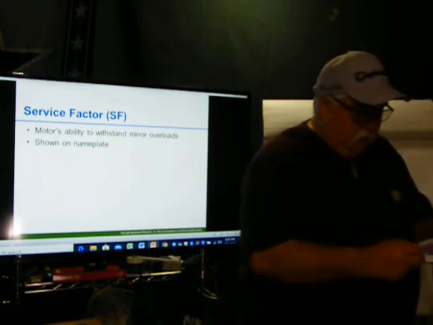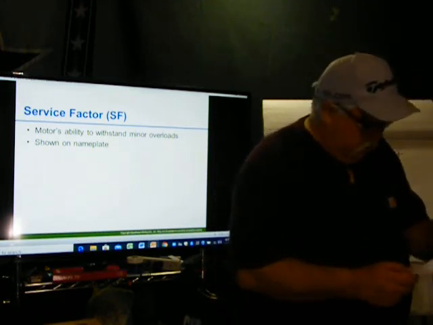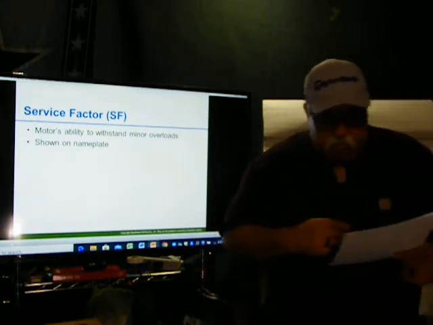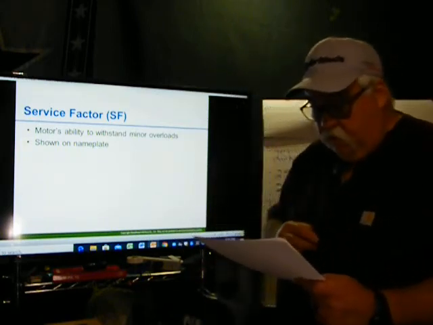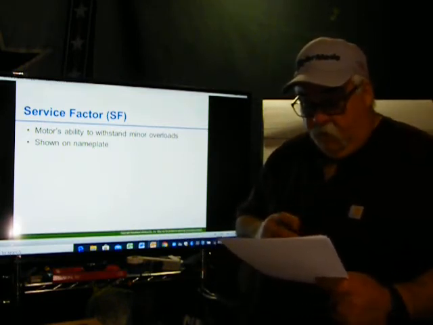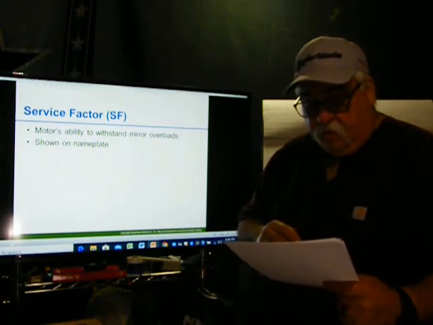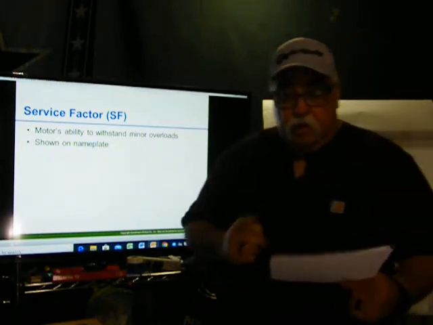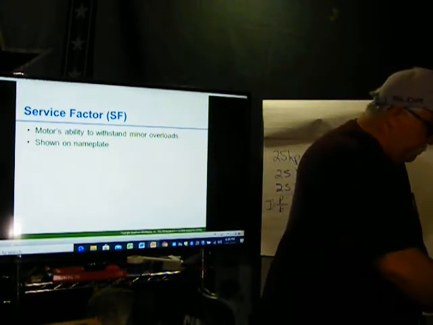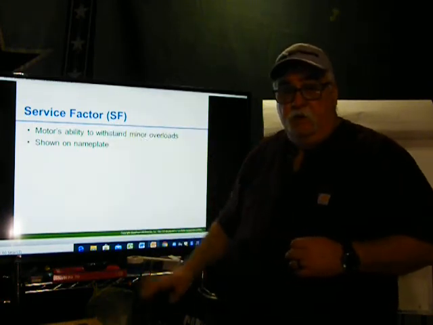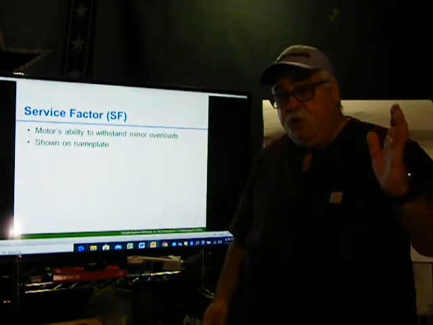So again, this starts at 430.32, which in the code book is on page 304. It says more than 1 horsepower, each motor used in a continuous duty application rated more than 1 amp shall be protected against overload by one of the following means. So an overload, we size that overload by the service factor. Okay, we have an overcurrent protection device.